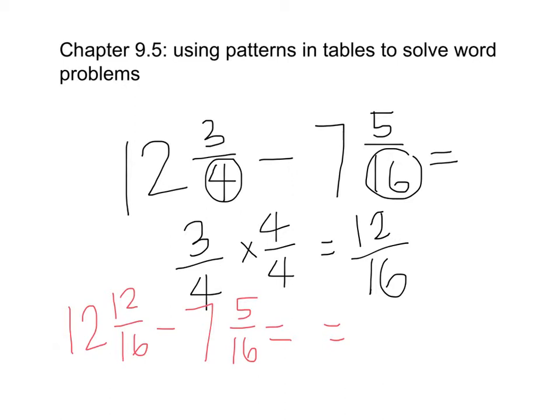Fraction part first. Okay, I did it vertically. That's fine. So what's 12/16 minus 5/16? 7/16. Okay. And what's 12 minus 7? 5. Good, so that's our answer.